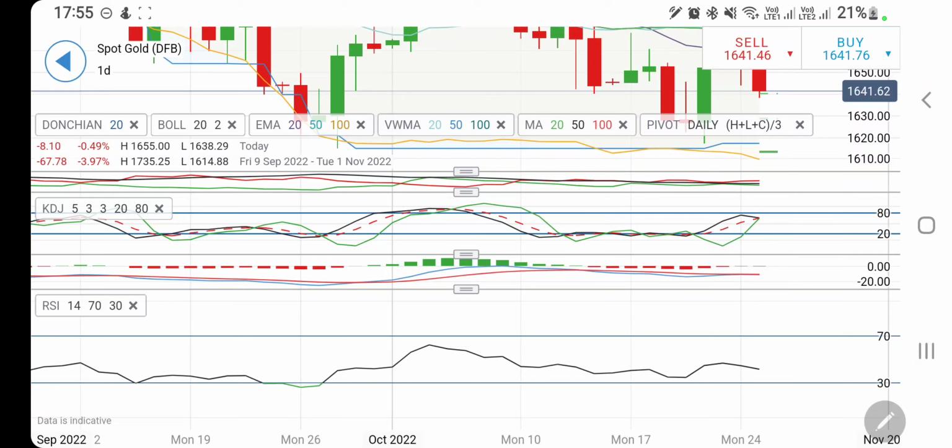Do not trade between 1640 and 1650 levels. In between these $10, avoid trade, and only above and below, if it sustains, you can take your positions. Trade accordingly, trade with the stop loss, trade with the trailing stop loss. Now let's have a look at Nasdaq 100.